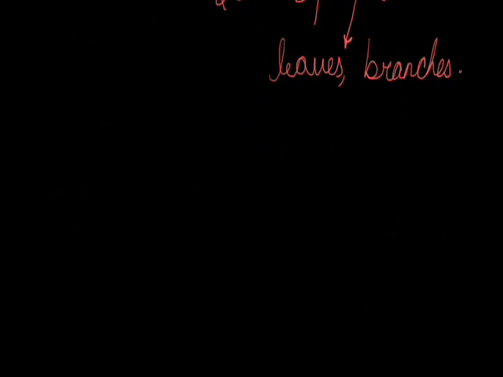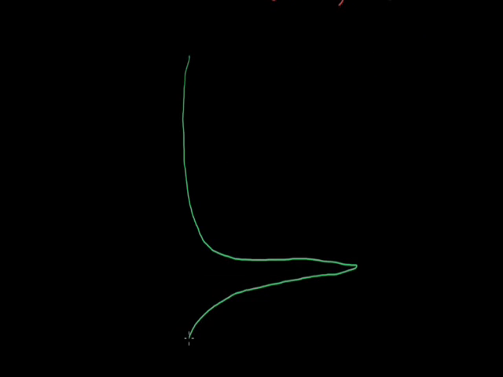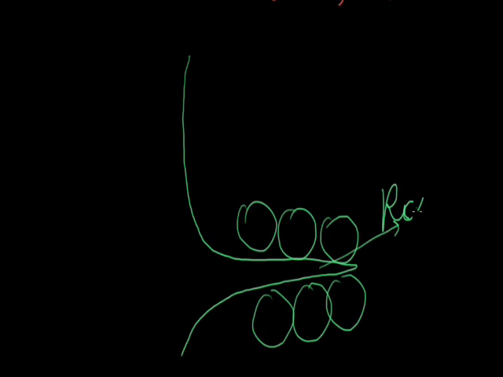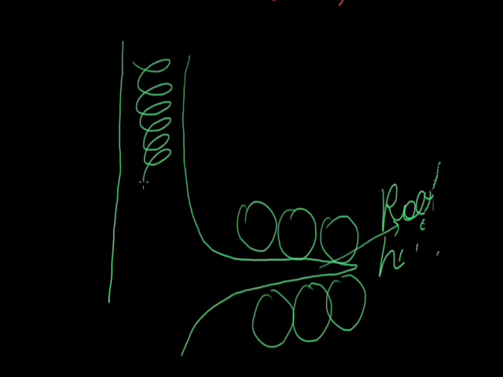So, if we talk about the diagram of a plant, these are the root hairs of the plant, that is, they are the root hair, and this is the xylem column.